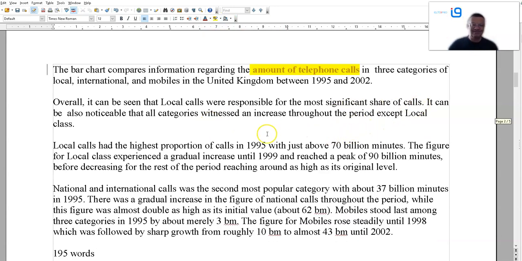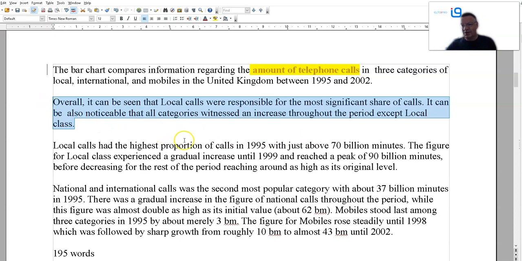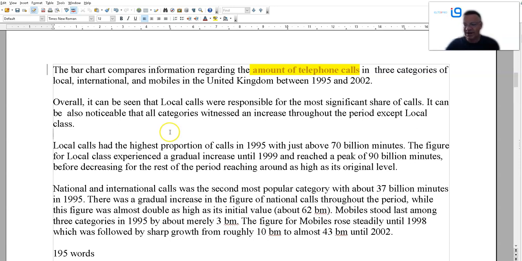Again, it's not share of calls, is it? Except local calls. So that's the overview, really. Local calls most significant share. All categories except local. So what does that mean? All categories witnessed an increase except for local calls, but you just said all categories. So how can it be except? Surely that's a contradiction. Significant share, okay, but anyway, that doesn't really work out, does it? It's a contradiction. All categories witnessed an increase. There's only 3 categories, so all categories except this one means 2 out of the 3. So that's not all categories, is it?